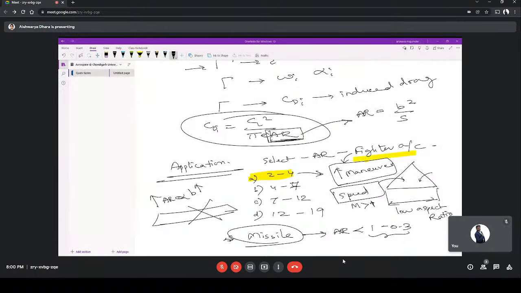Again, some applications of aspect ratio relevant to the wing. In GATE, they mostly prefer application questions. This time, as IIT Kharagpur is making the paper, there are a lot of chances. We cannot confirm it, but there is a chance of application-based questions.